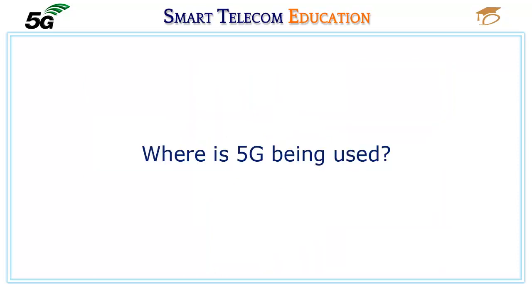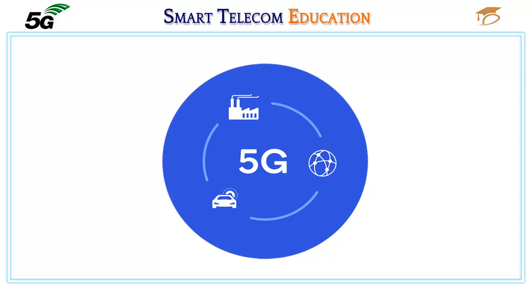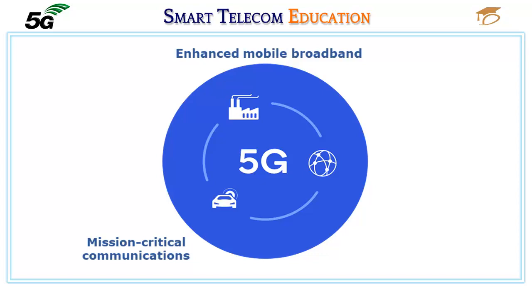Where is 5G being used? 5G is used across three main types of connected services, including enhanced mobile broadband, mission-critical communications, and massive machine communications. A defining capability of 5G is that it is designed for forward compatibility, the ability to flexibly support future services that are unknown today.